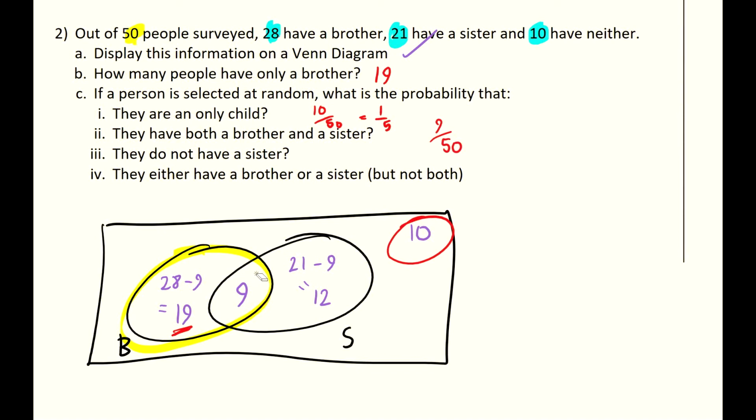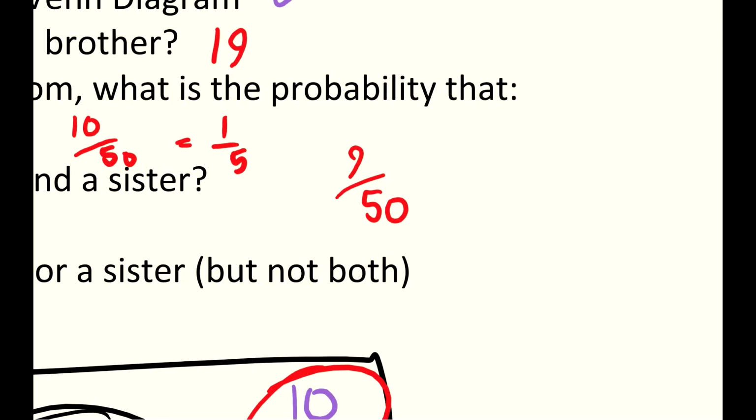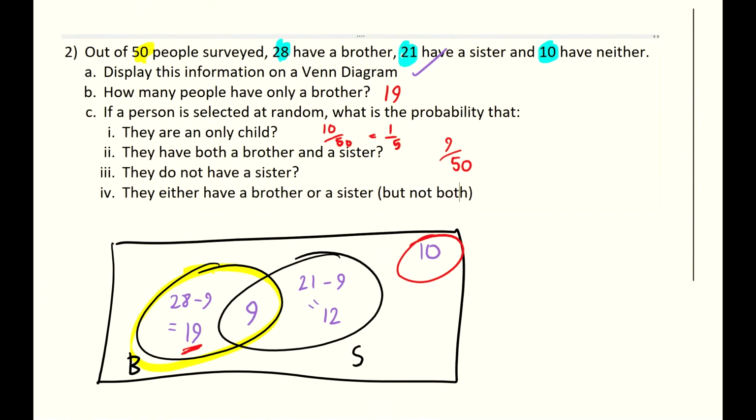They do not have a sister. So people who have a sister are in this big circle here. We want those who aren't in that circle. So I have this 19 and this 10. So a total of 29 out of 50.